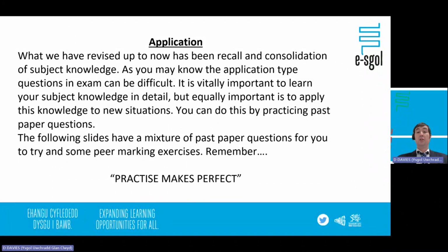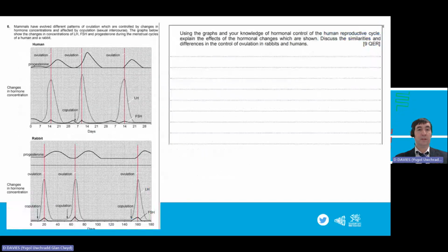Okay, so in order to apply this information now, okay, you need to answer some past paper questions. Okay, so recall and consolidation of subject knowledge is about 50% of what you need to do, but you also need to apply it to the exam questions. Okay, so the following slides have got a mixture of past paper questions for you to try and some peer marking exercise. Okay, so first one here, that's a nice big complicated one on the hormone cycle.